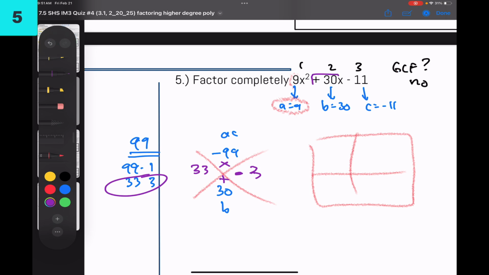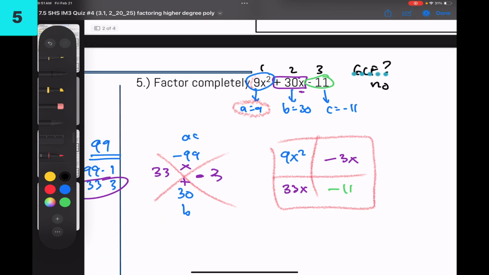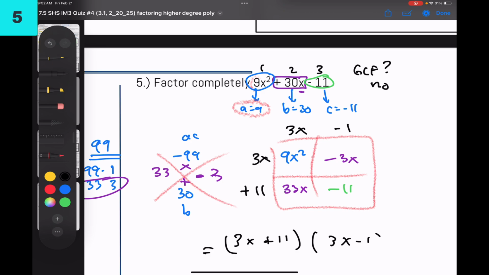So we are splitting this term, so that's an x right there. So I have 33x, negative 3x. Then the first term always goes in the top left. Bottom right always goes the last term. And then we're thinking of stuff now that multiplies. So 3x, 3x, negative 1, and positive 11. So to factor that, 3x plus 11 and 3x minus 1. That's my answer.